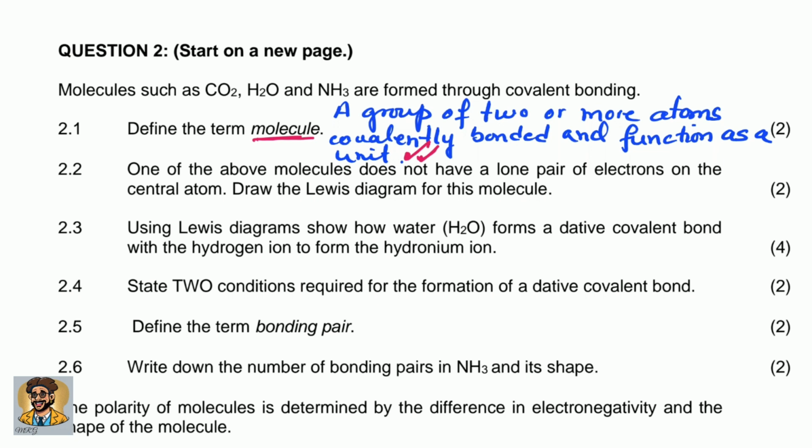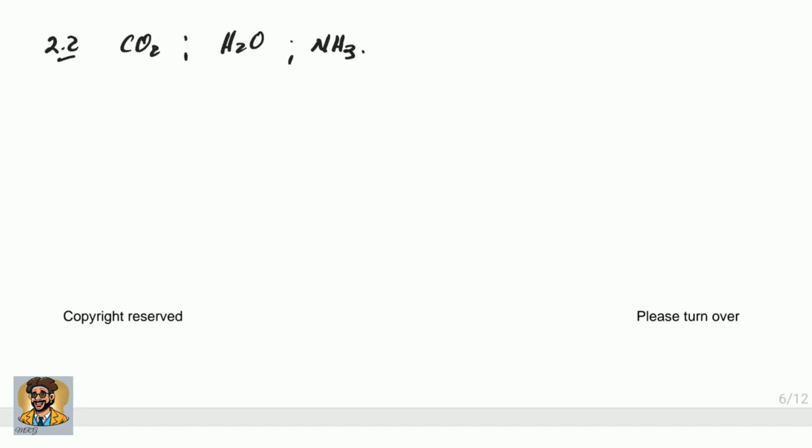The next question: one of the above molecules does not have a lone pair of electrons on the central atom. Draw the Lewis dot diagram for these molecules. But you know what? We are going to draw the Lewis dot diagram for each of the molecules because you need it anyway. So here are the three molecules. Let's start with carbon dioxide here.